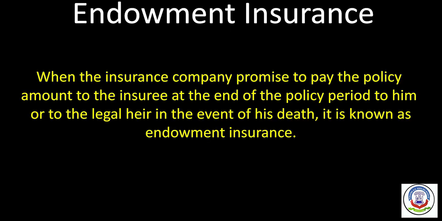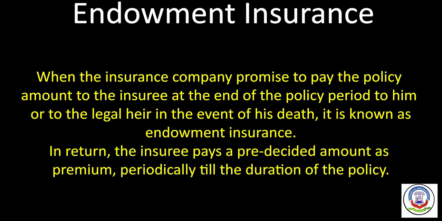Now, the second one is endowment insurance. When the insurance company promises to pay the policy amount to the insured at the end of the policy period, it means after the maturity date, or to the legal heir in the event of his death, it is known as endowment insurance. After the maturity of the policy period, the amount is paid to the insured. If there is a death of that person, then the insurance company is going to pay that amount to the nominee of that person.